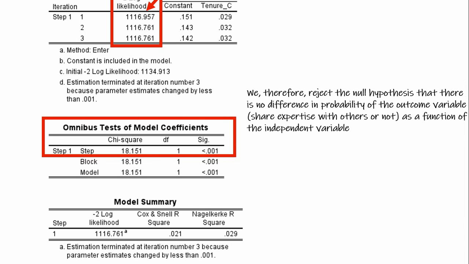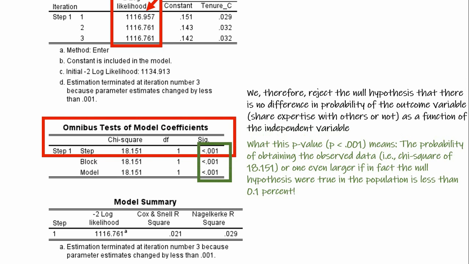By the way, since there are so many people who often misinterpret what the p-value actually is and how to understand it, let me just make sure that you understand how to interpret the p-value here. The p-value here is less than 0.001. So the probability of obtaining the observed data, if in fact the null hypothesis were true in the population, is less than 0.1%. That's right, not even 1%.